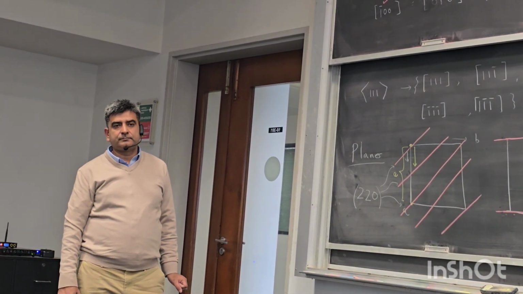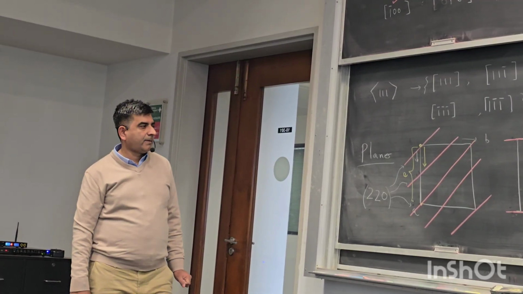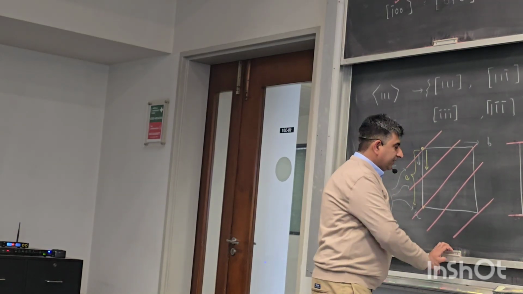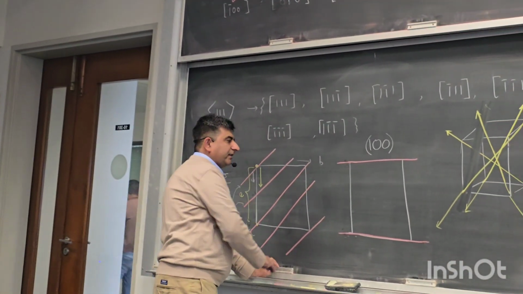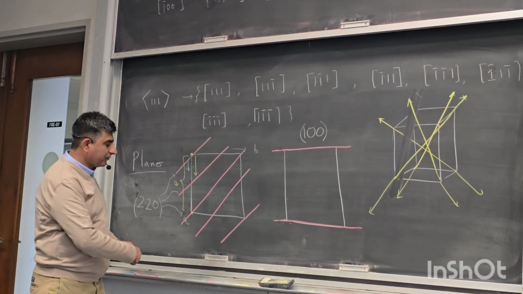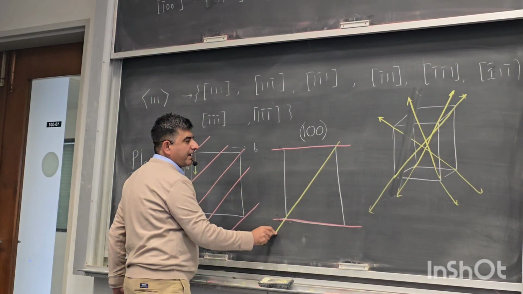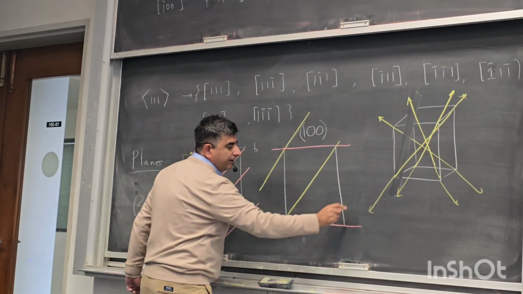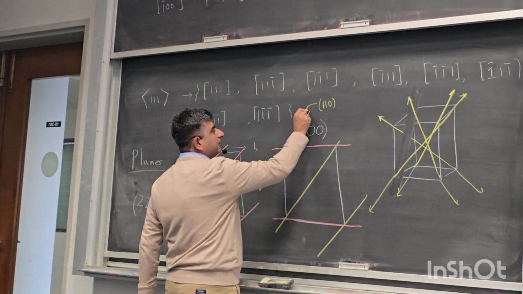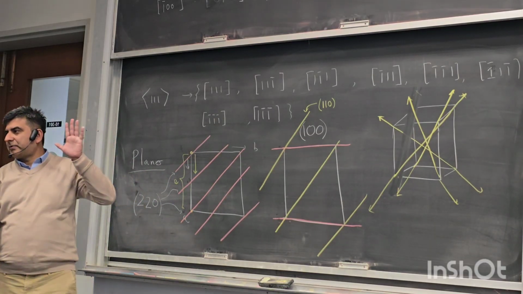So you can also write this as 1 1 0. So this is the same as 1 1 0. I'll talk more about this later, but this is the same as 1 1 0. The only difference is that if I were to draw 1 1 0, so these are the planes 1 1 0. So there's a plane here and a plane here. So this sequence of planes in yellow is 1 1 0. So 1 1 0 and 2 2 0 are parallel to one another.